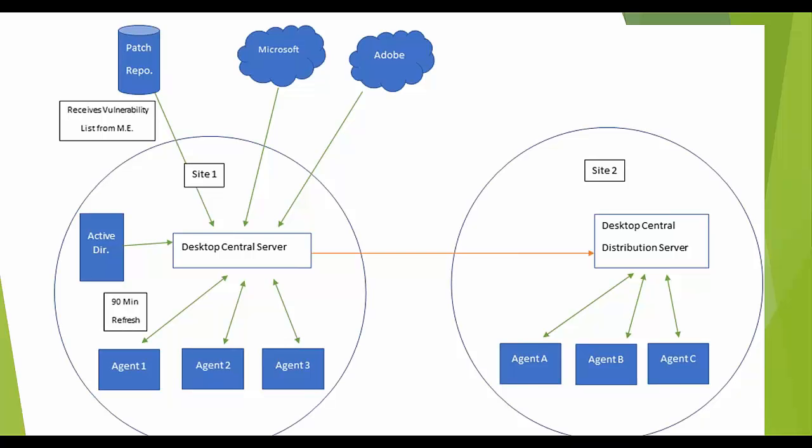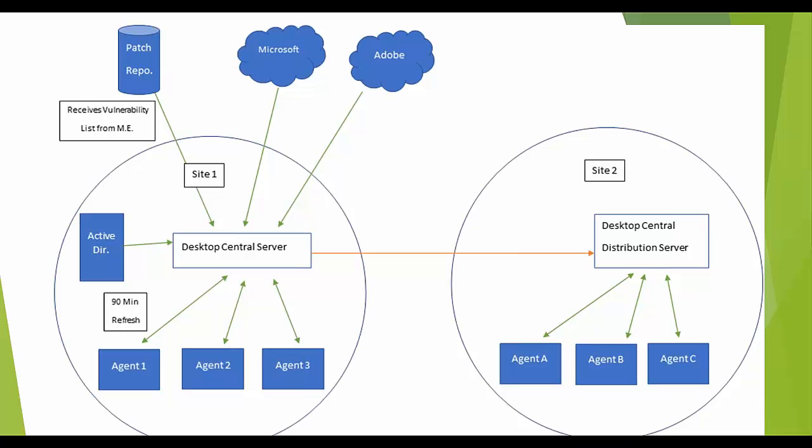The DesktopCentral server synchronizes this information periodically, which is a 90-minute refresh, and scans the computers in the network to determine which patches are missing. The patches that are missing are installed in the computers that are missing them. And the communication between the DesktopCentral server and the patch database takes place either through a proxy server or through a direct connection to the internet.